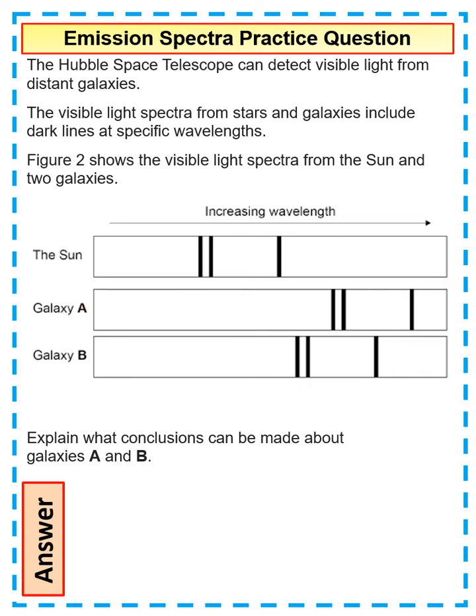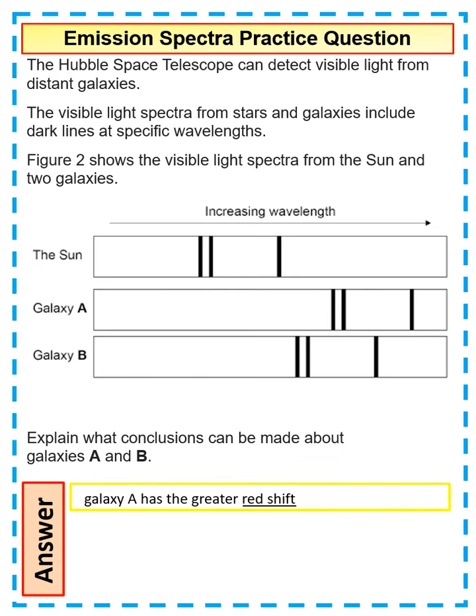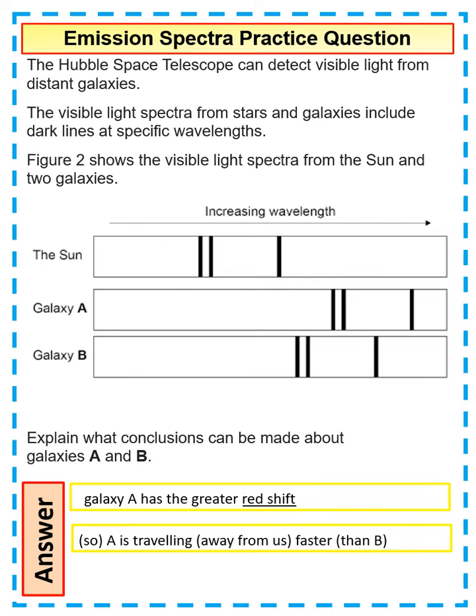Okay, so everything we need to talk about is to do with these dark lines, right? So we need to give and make reference to those. So we could turn around and say that galaxy A has the greater red shift, right? Because these lines have been shifted further along than in galaxy B or the Sun. So A is travelling away faster from us than B is because it's been redshifted more.